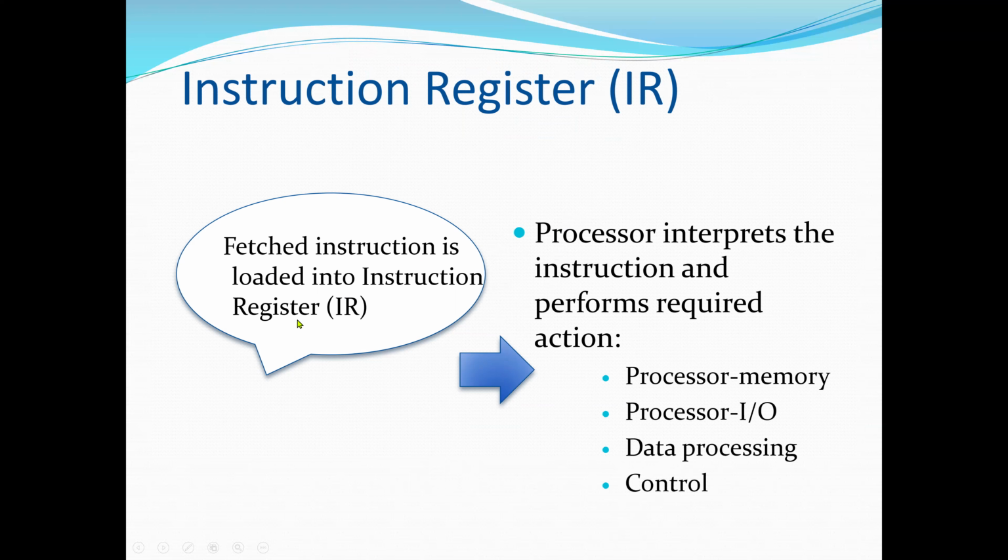The term register again means a special memory, either in the CPU or very, very close to the CPU. An instruction register normally holds the instruction that was fetched from the memory. So the processor will interpret the instruction and perform the required action, for example processor-memory, processor-I/O, data processing, and control.